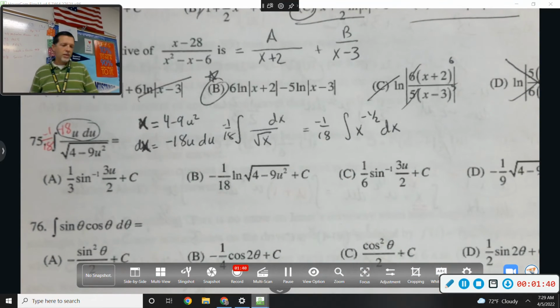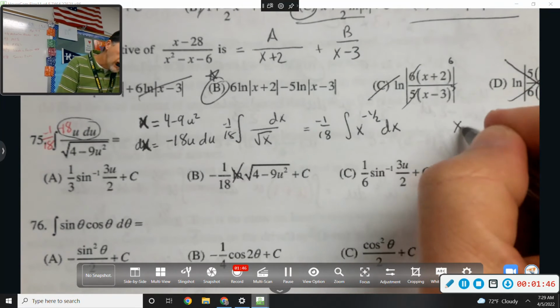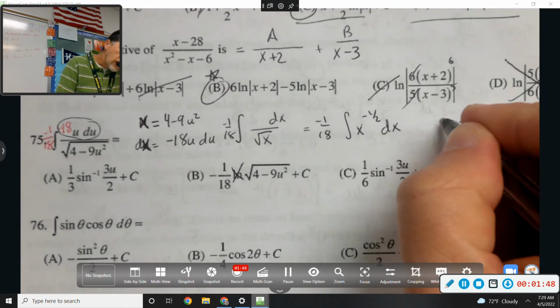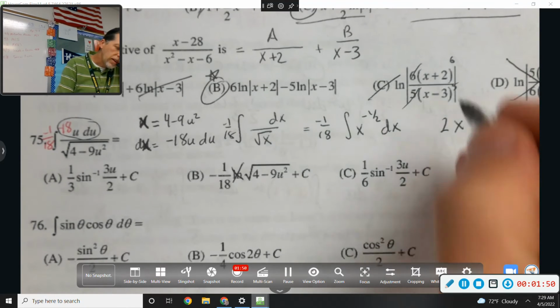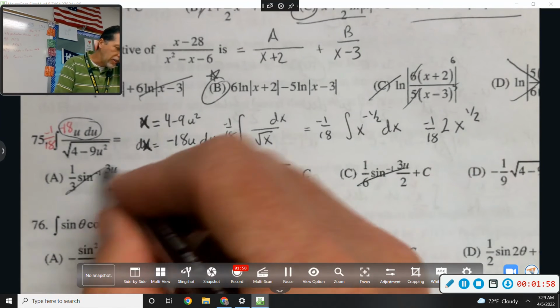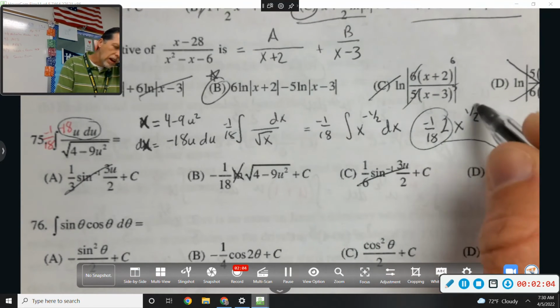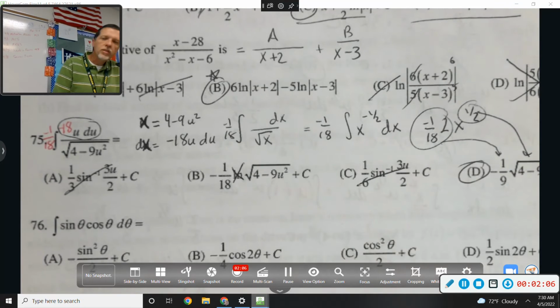Oh, that's not going to be right because it's not going to be natural log. I'm going to increase the power by 1 and then divide by the new power, but that negative 1/18 is still there. So sine, it's not sine because there's a du in the top, so I think it's D. Yeah, there's my negative 1/9 and there's the 1/2, so yeah, it's answer choice D.